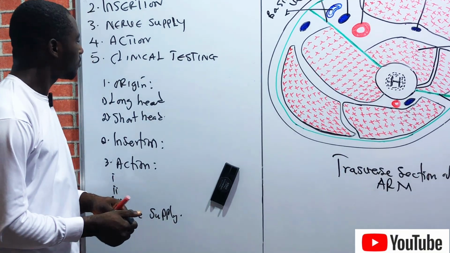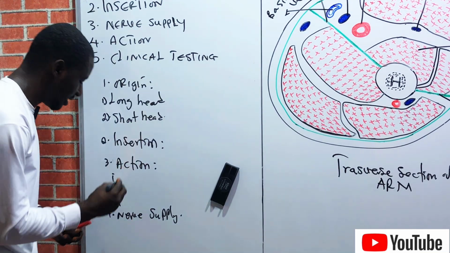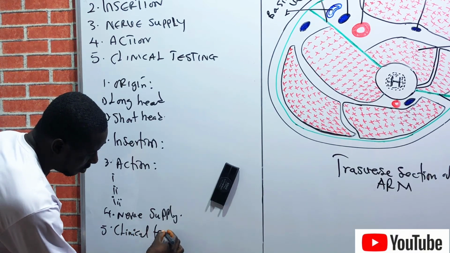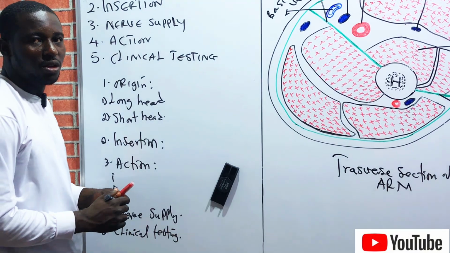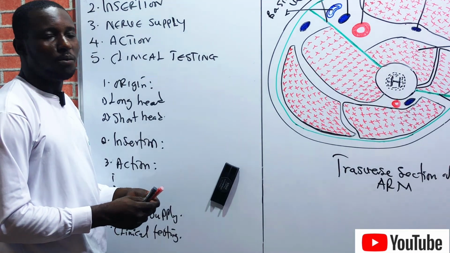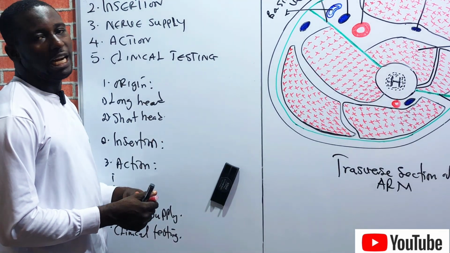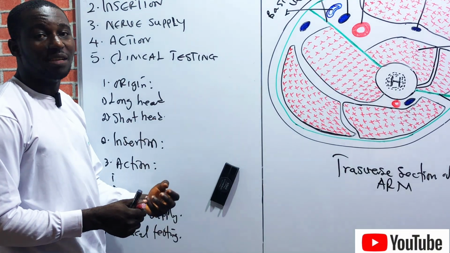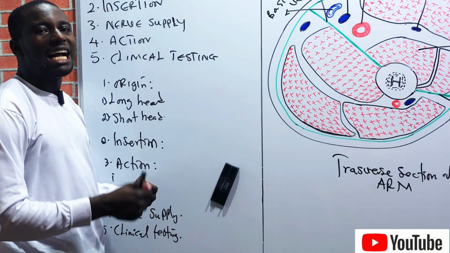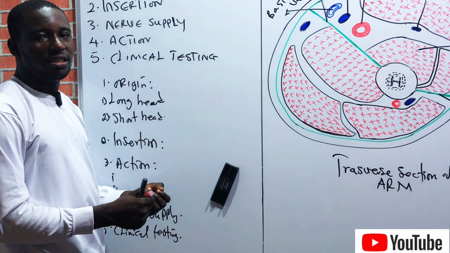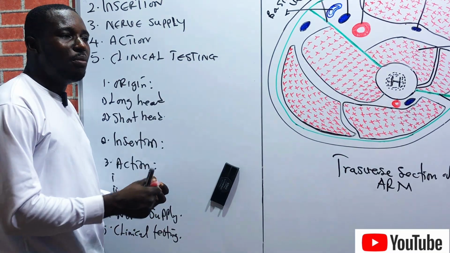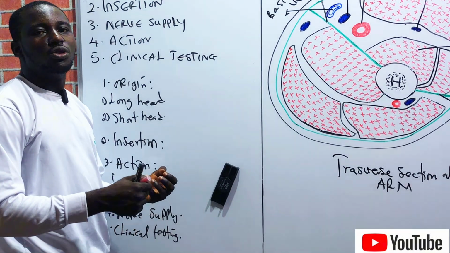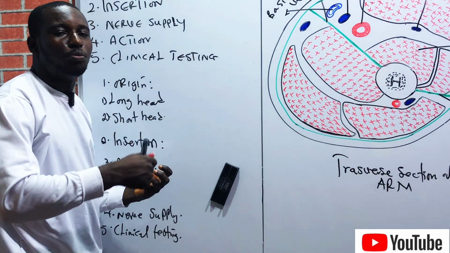Okay. Now, the last one is the clinical testing. Number five, the clinical testing. What is the clinical testing of the biceps brachii? Recall that the clinician always asks the patient to flex the elbow joint in resistance to the forearm supination.